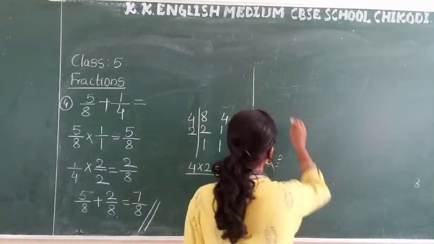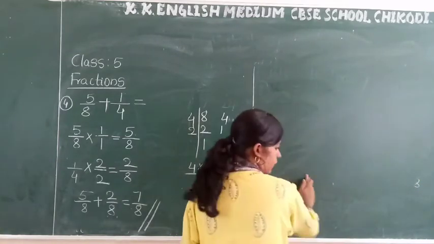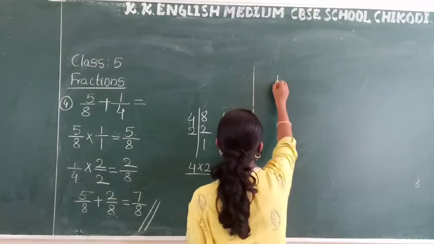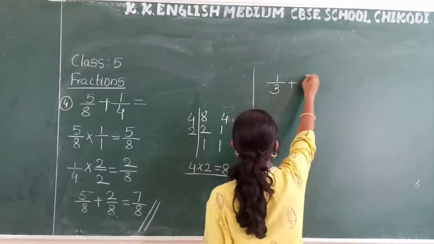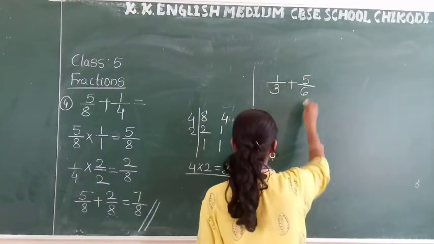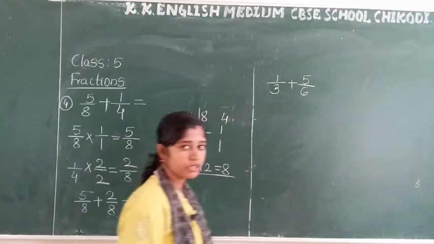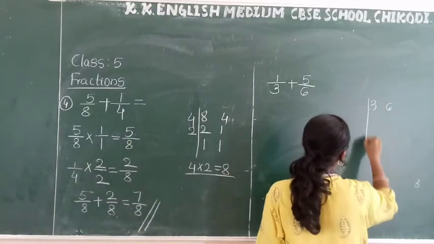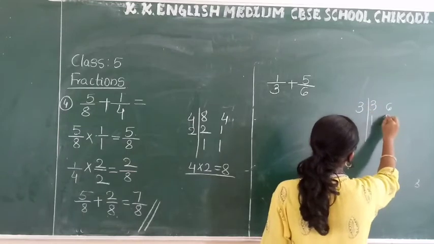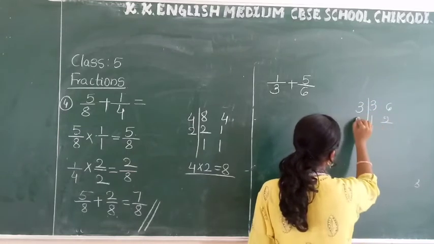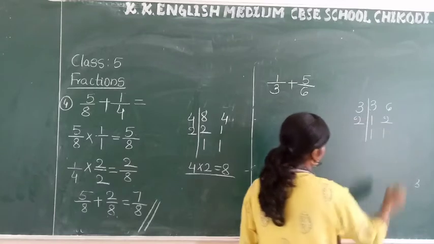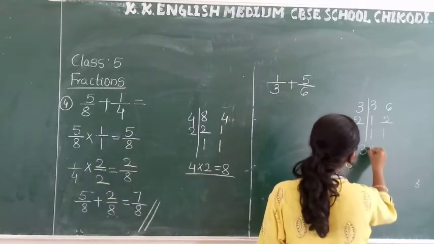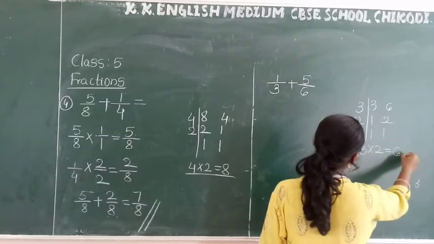Fifth question. I will take one example here: 1 by 3 plus 5 by 6. Okay. Then take the LCM of 3 and 6. 3 and 6. Okay. Then 3 1s are 3, 3 2s are 6. Next step, 1 as it is, 2 1s are 2. So what is the LCM here? 3 into 2. 3 2s are 6.